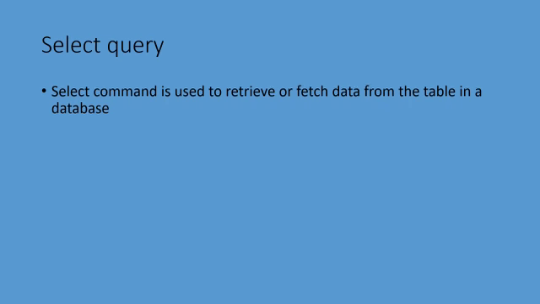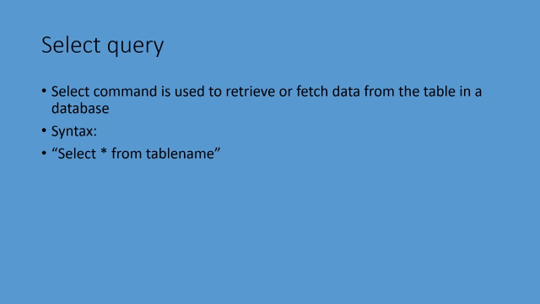Next, what is the use of select query? The select command is used to retrieve or fetch the data from the table in a database. Simply using select you can display the records from the table. That is called select query or select command. The syntax for this: select star from table name. When I give star, it will display all the columns.